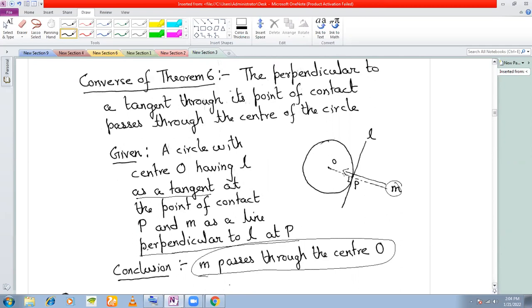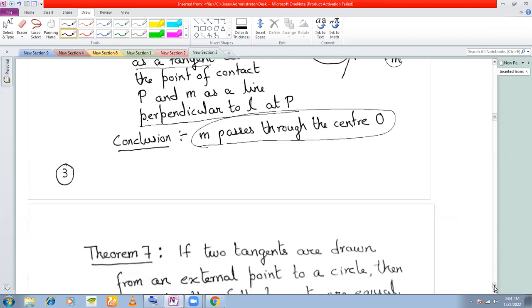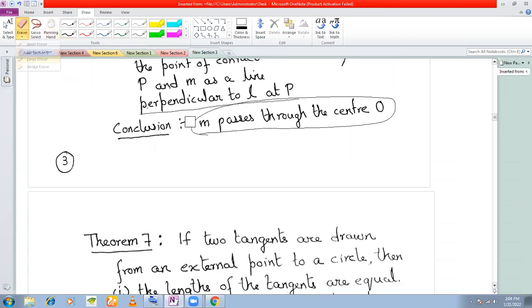Now you understand the difference between the main theorem and the converse. In the main theorem, it was given that the line already passes through O. But here, it is already given to you that the lines are perpendicular, and now you conclude that it passes through the center O. So that is what the converse means. The converse was not there in class 8, so now we have discussed in class 10 what the converse of this theorem means.